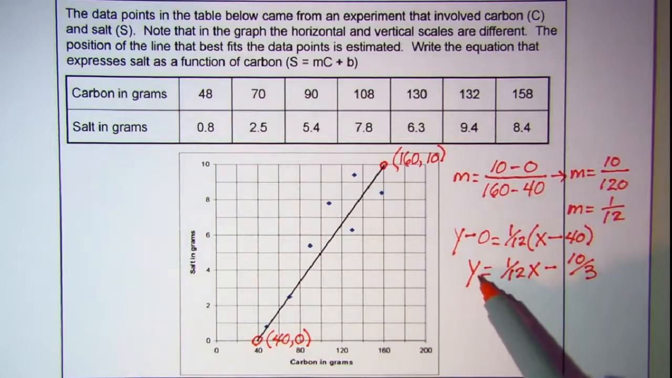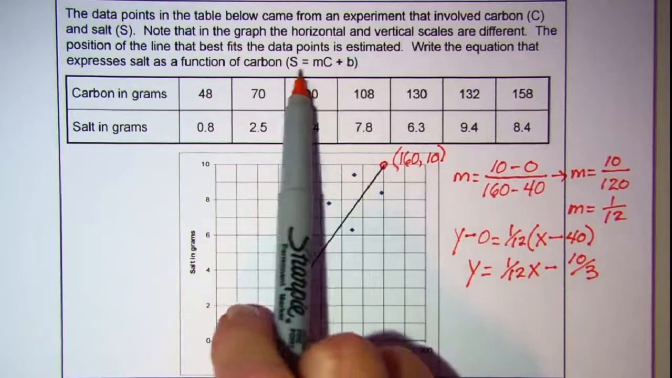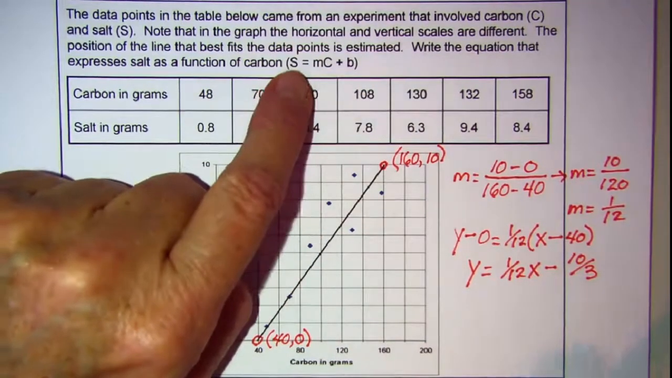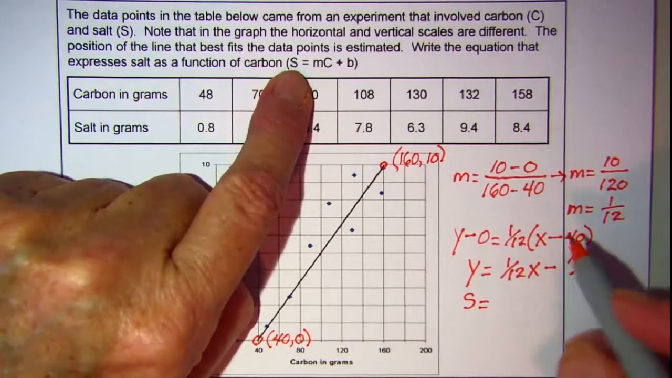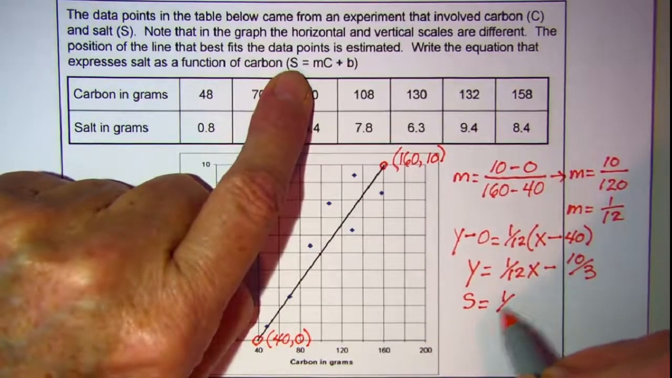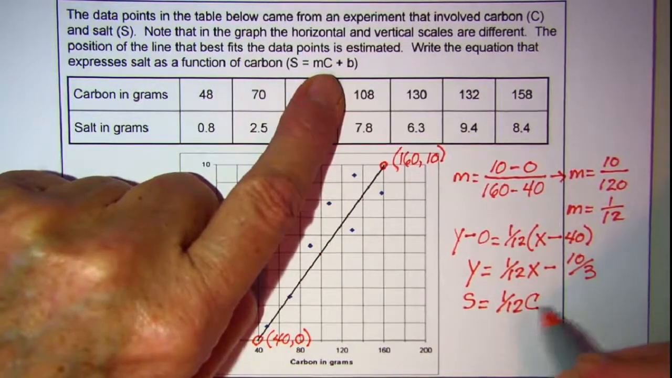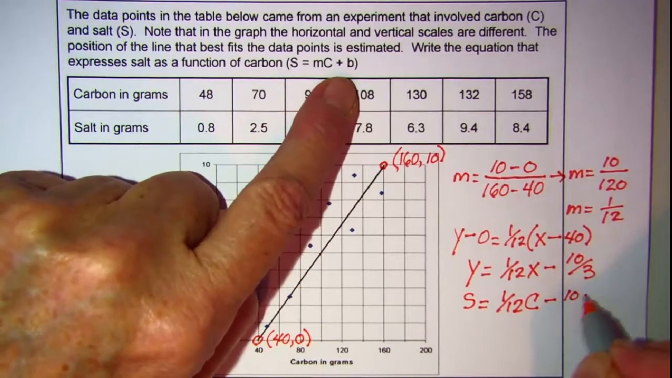Then we want to rewrite this, step 3, using these variables. So instead of y, I'm going to write s equals, my m is 1/12. Instead of x, I'll write c, and then minus my b, which is 10/3.